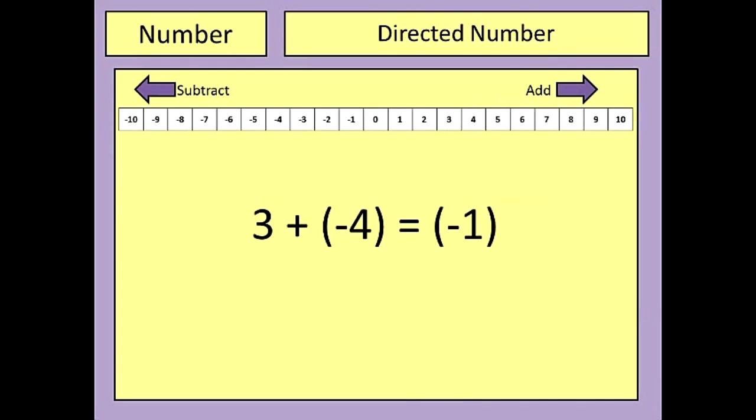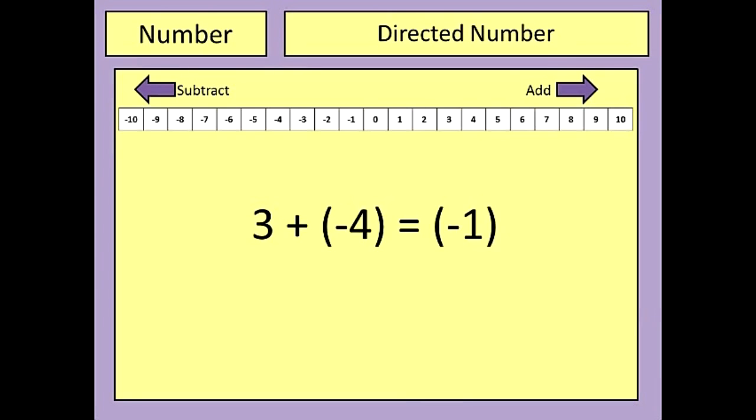Let's have a look at one involving negatives. A couple of things to notice about this. First of all, when I write a negative number, I make sure it's enclosed in brackets so that I don't get confused with the negative sign and a takeaway sign. And I'm also not calling these minus numbers. These are negative numbers because, again, minus is another word for takeaway and it can lead to some confusion. So this is 3 add negative 4 equals negative 1.